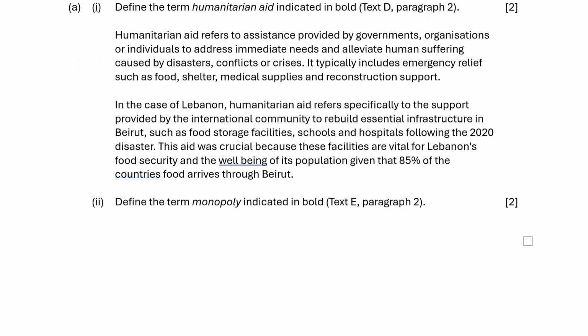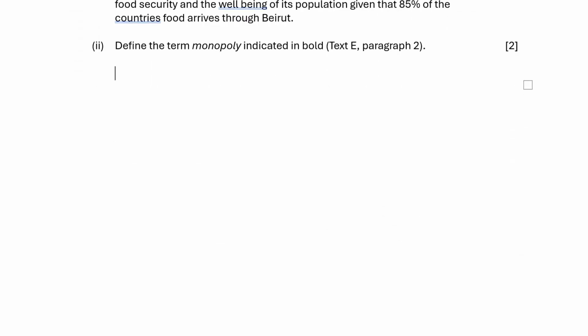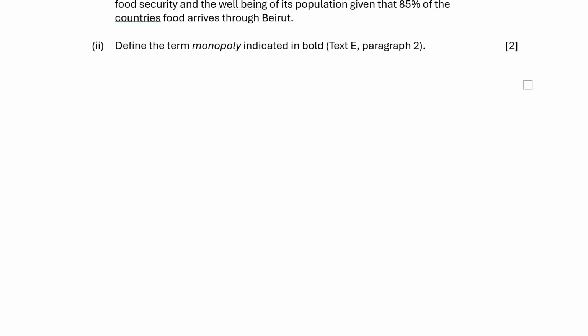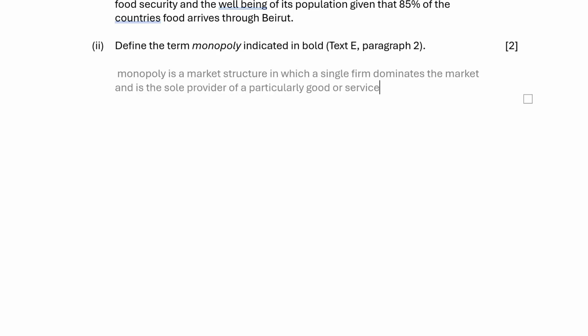Okay, so let's give this a bit of space. As before, my strategy here is just to straight up define the term monopoly. It's going to be a textbooky definition, and then the second paragraph will apply it and link it back to the context of Lebanon. So what I would say is something like, a monopoly is a market structure in which a single firm dominates the market and is the sole provider of a particular good or service with no close substitutes.